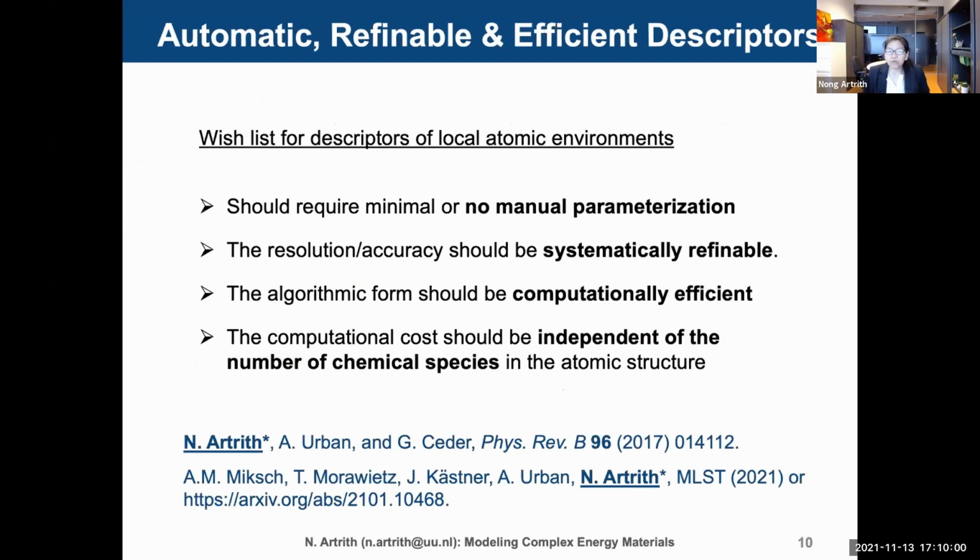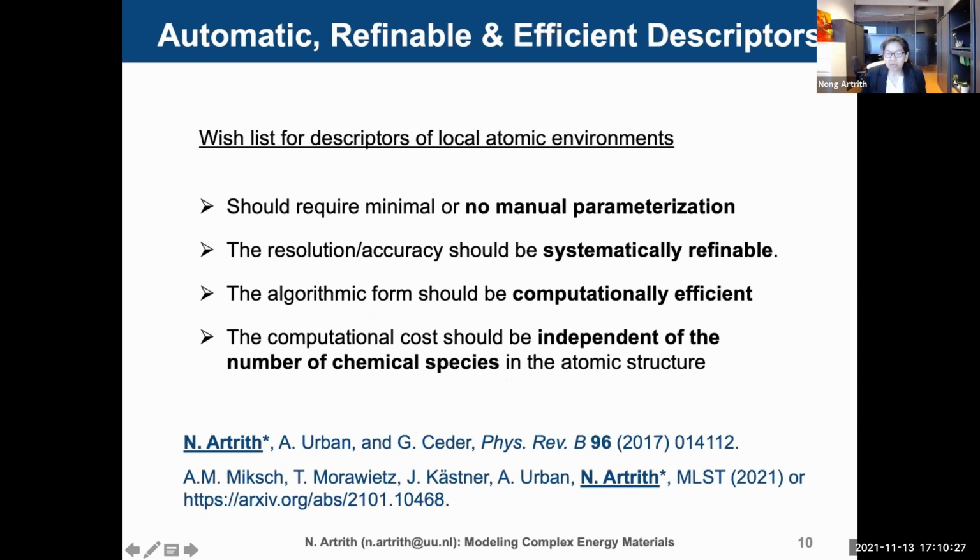So these are a few points that we made. For example, the descriptor should have no manual parameters; it should be automatically described and easy to use, and also systematically refinable, and also should be really very efficient when we increase, for example, many different chemical species, as I already showed before.